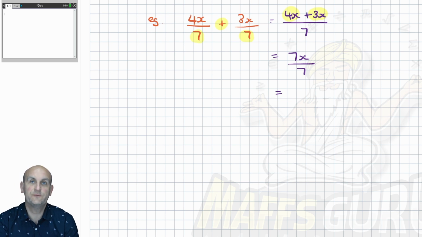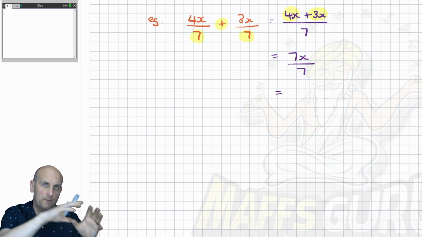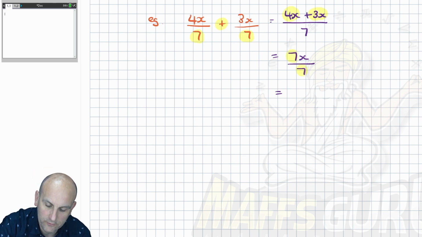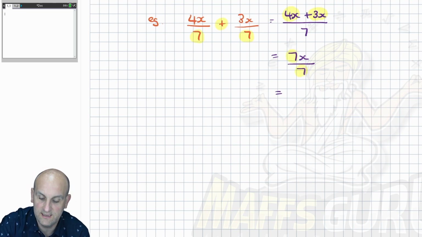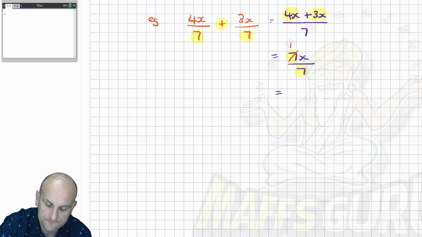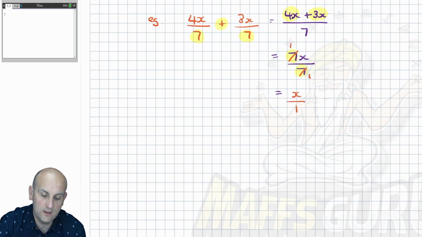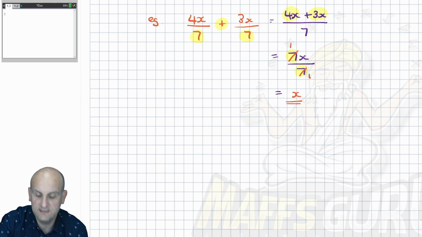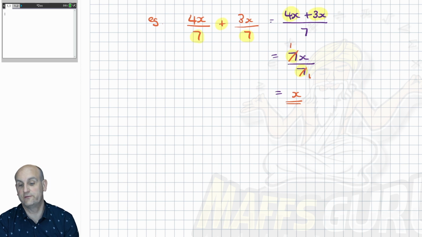Yes, because again, it goes back to a previous video. Notice how this is all building on top of each other. And we know we've got a number on the top and a number on the bottom that can be divided. 7's into there go once, 7's into there go once. So I have 1 times x on the top and 1 on the bottom. And we know that any fraction divided by 1 is in fact a whole number. And so my answer there just becomes x.